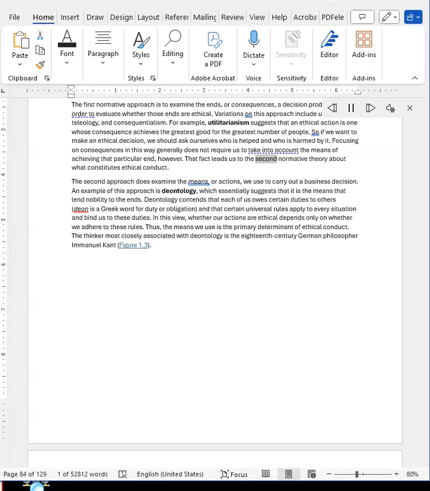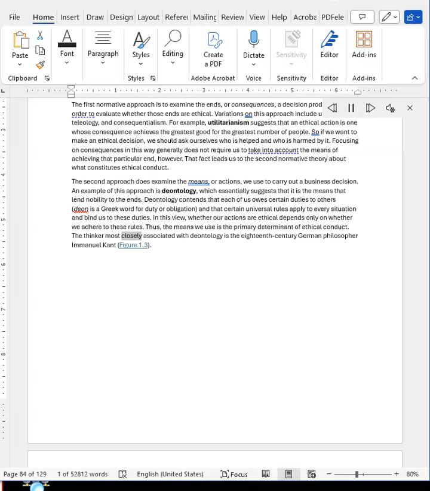That fact leads us to the second normative theory about what constitutes ethical conduct. The second approach does examine the means or actions we use to carry out a business decision. An example of this approach is deontology, which essentially suggests that it is the means that lend nobility to the ends. Deontology contends that each of us owes certain duties to others. Deon is a Greek word for duty or obligation, and certain universal rules apply to every situation and bind us to these duties. In this view, whether our actions are ethical depends only on whether we adhere to these rules. Thus, the means we use is the primary determinant of ethical conduct.